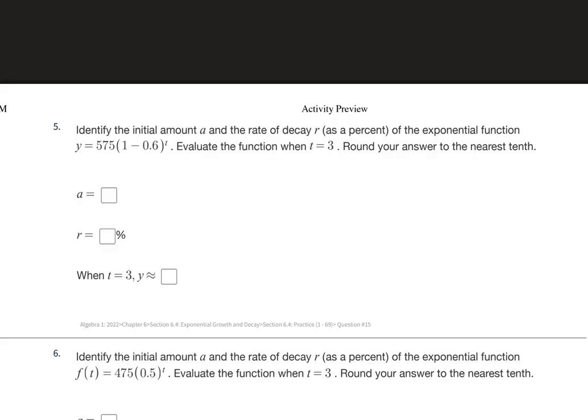Identify the initial amount, a, 575, the number out front. And let's see. And the rate of decay, r, as a percent. So let's see, it's right here. So it's 1 minus 0.6. We're just going to focus on this part, and we're going to jump it once, twice. This thing is losing 60% of its value each time. One thing that is just interesting enough to show you is that 1 minus 0.6 is 0.4.